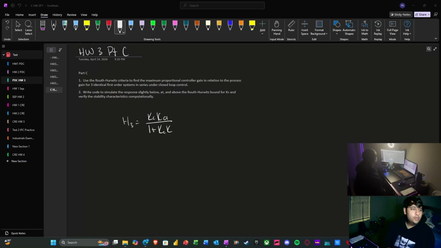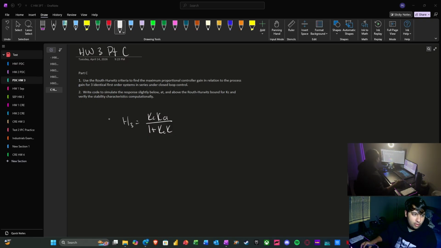Hi, so this is homework 3 part C. What we're going to do today is use the Routh-Hurwitz criteria to find the maximum proportional controller gain in relation to the process gain for three identical first order systems in series under closed loop control, which we described in part A, or I think it was B. And then we're going to use a code to verify the stability characteristics computationally.